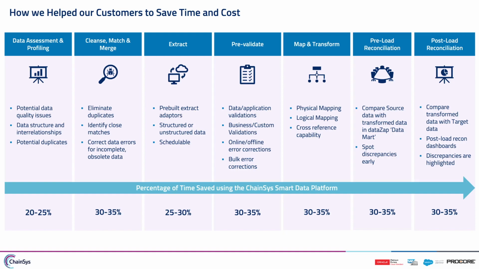And the next thing is preload reconciliation. Reconciliation is one of the critical parts in data migration, right? So we do a three-way match. Basically, we do a preload reconciliation and then a post reconciliation. As part of the preload reconciliation, whatever was extracted from the source application will be compared with the transformed data.